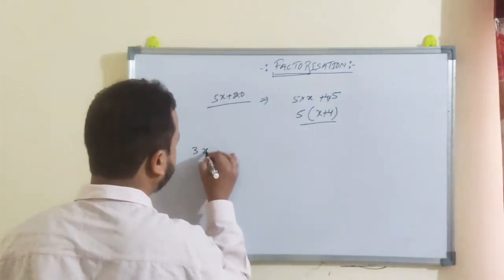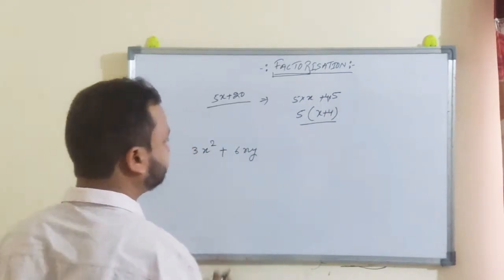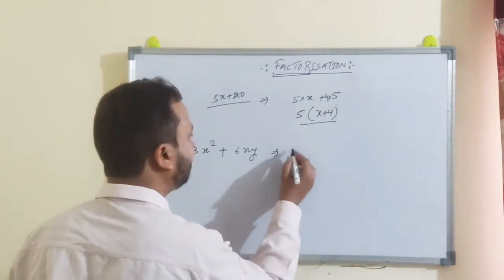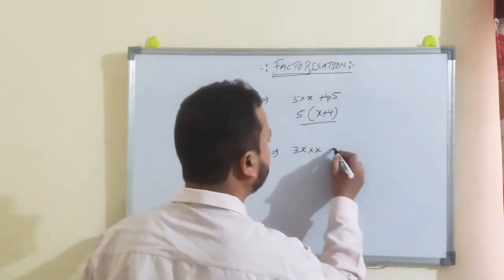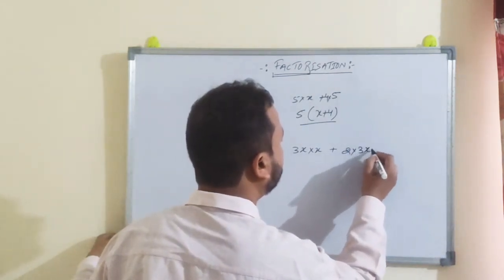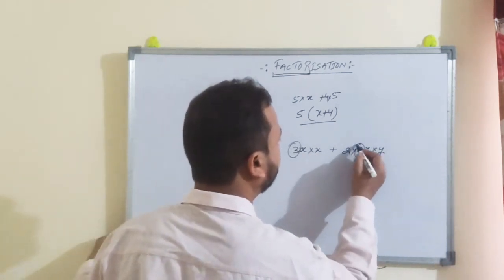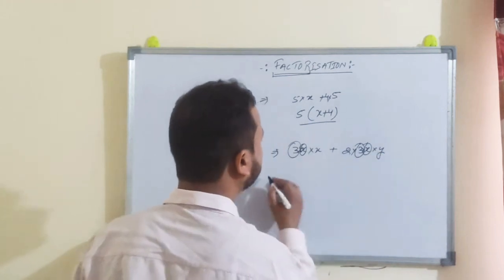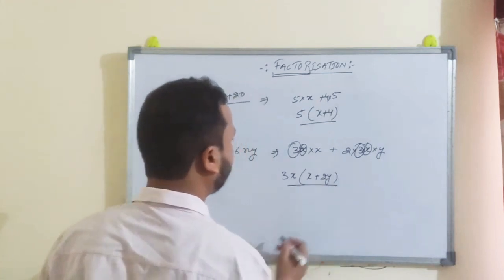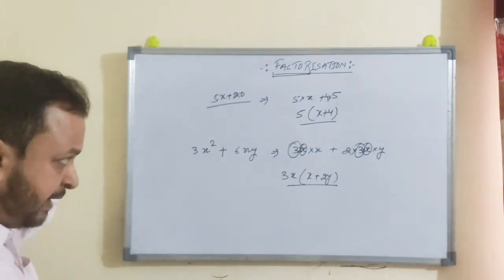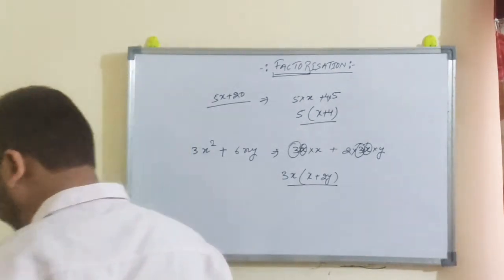Suppose it is written as 3x square plus 6xy, right? You can write it as 3x into x, and plus 2 into 3x into y. So here 3 is common and x is common. So you can write it as 3x into x plus 2y, right? In this way we can factorize it when a monomial is common.